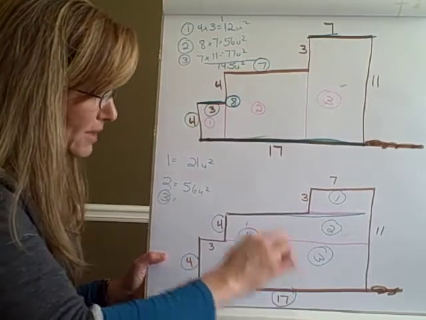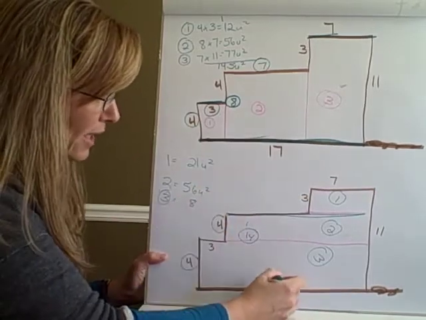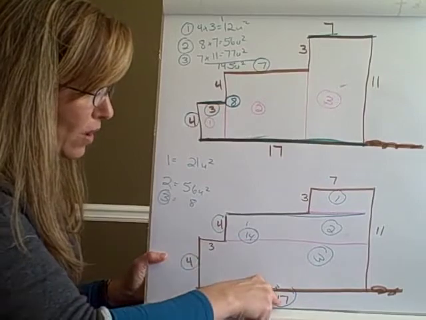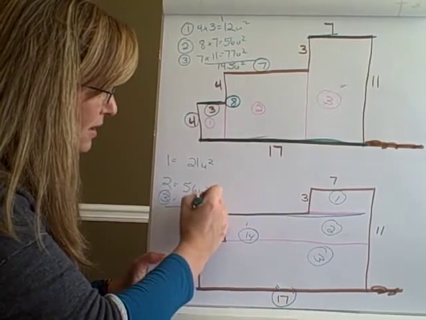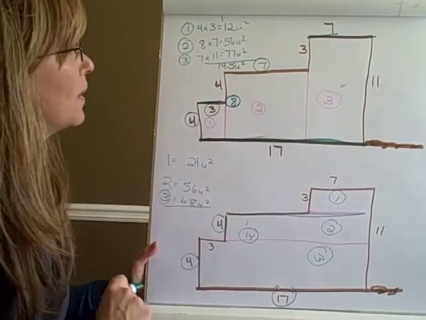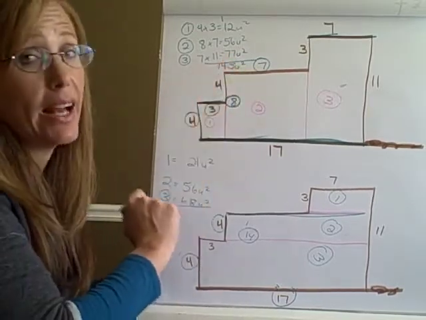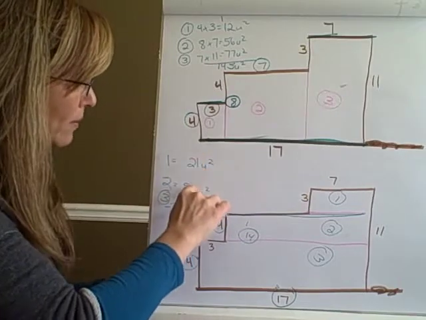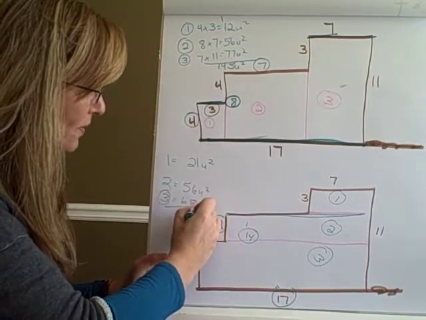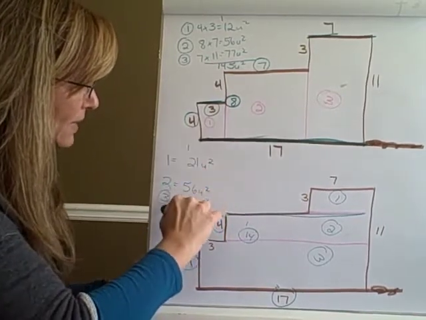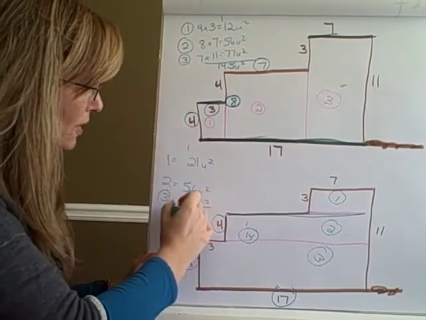So 4 times 7 is 28. Carry my 2. 4 times 1 is 4 plus 2 is 6. 68 units squared. Now when I add them up, I really hope I get 145, because if not, I did something wrong. 1 plus 6 is 7 plus 8 is 15. 5 and 6 is 11, 12, 13, 14.